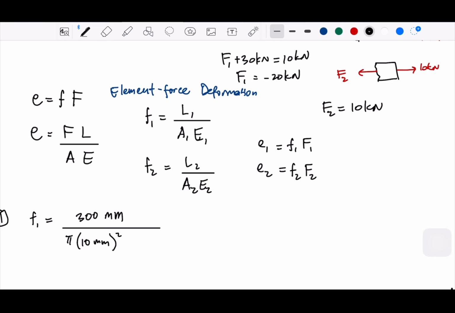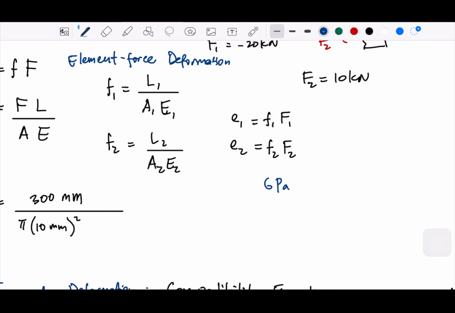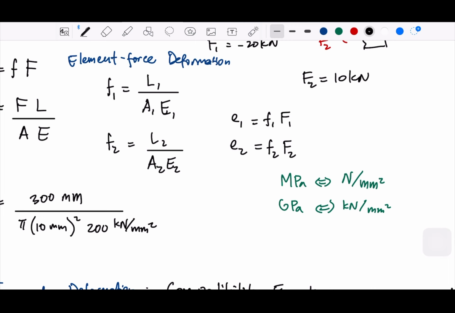Remember GPa. Usually, to make it easier to look at, MPa is what we have, which is Newton per millimeter squared. So you can think GPa is 1,000 multiplied. So we can think of GPa as kilonewton per millimeter squared. Now we can write the GPa here, which is 200 kilonewton per millimeter squared. Why are these units important? It's also helpful. If you have a question, you have a unit, maybe you feel nervous to look at the equation, you can think and confirm with the units that your method is correct.